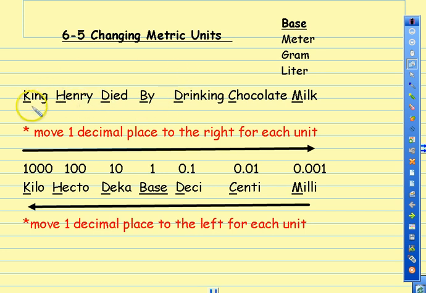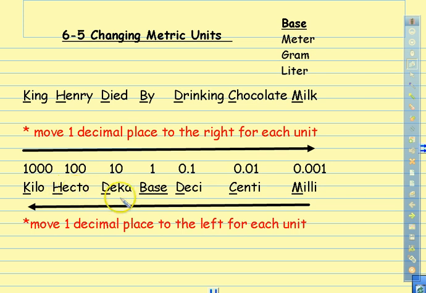All right, what I have here, it's called King Henry died by drinking chocolate milk. Now what that stands for are these below right here. These are the prefix to whatever the base is. So if I have kilo, that's a kilometer if it's dealing with the base of a meter. Grams you put in here, liters you put in here, for the base. And everything is revolving off of that base unit of measurement.